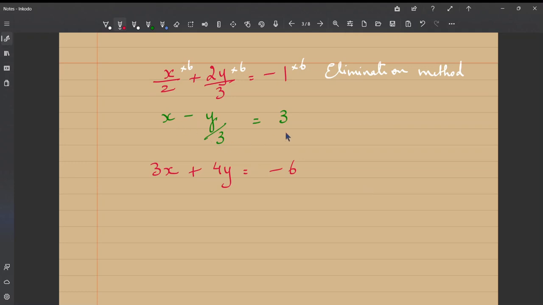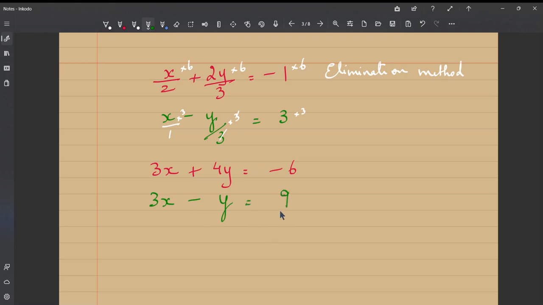And the second equation in green, we have a 3 in the denominator. So, multiply throughout by 3. Every term is to be multiplied by 3 to get rid of this 3 in the denominator. So, what do we get? 3x minus y, the 3 and 3 here get cancelled, minus y is equal to 9. So, let's rewrite that also. We get 3x minus y is equal to 9.